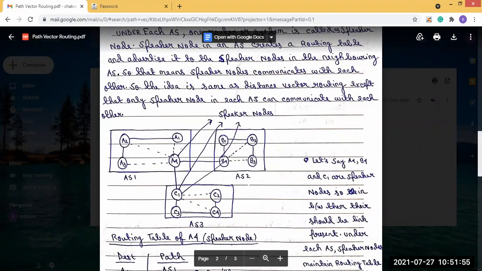The idea is the same as the distance vector routing which we have seen. The speaker nodes in each autonomous system will communicate with each other. That's why there are links present between all the speaker nodes. If you observe correctly, you can see that there is a link between all the speaker nodes. So the speaker nodes create the routing table.